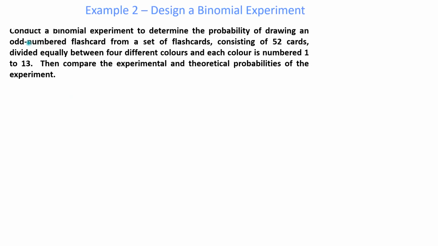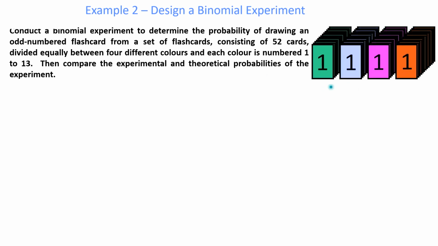Example 2. Conduct a binomial experiment to determine the probability of drawing an odd-numbered flashcard from a set of flashcards. So this consists of 52 cards, which is divided equally between 4 different colours, so you can see them here, and each colour is numbered from 1 to 13. And we want to then compare the experimental and theoretical probabilities of the experiment.